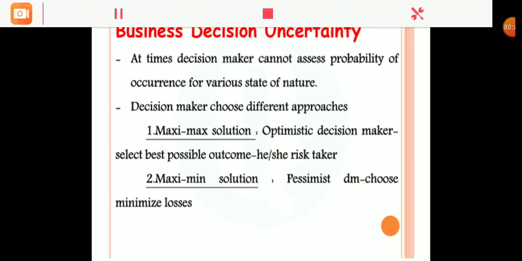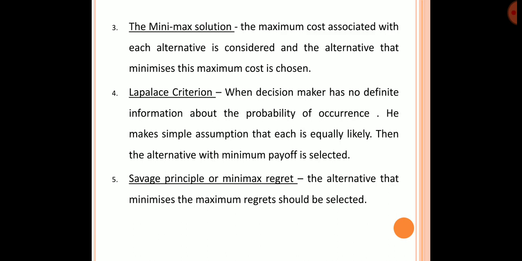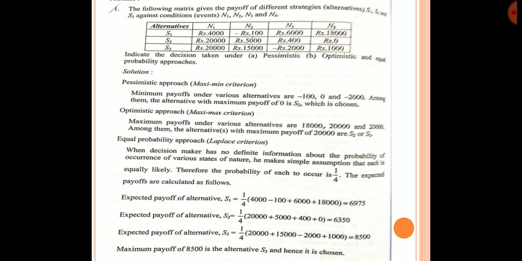We have already discussed that business decision under uncertainty has 5 different approaches. The first is the maxi-max approach, that is the optimistic approach. Second is the maxi-minimum approach, that is the pessimistic approach. Then the mini-max approach, the Laplace criterion, and the fifth is the Savage principle. So let's start with the numericals.